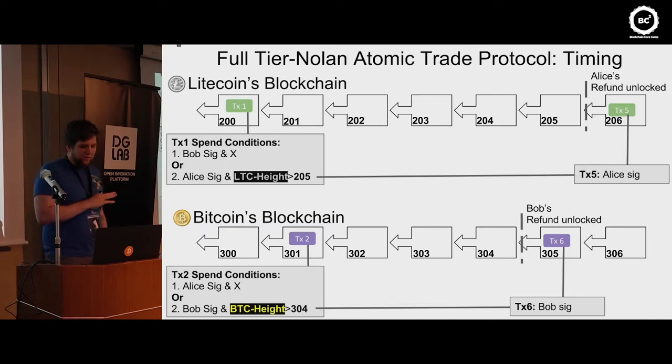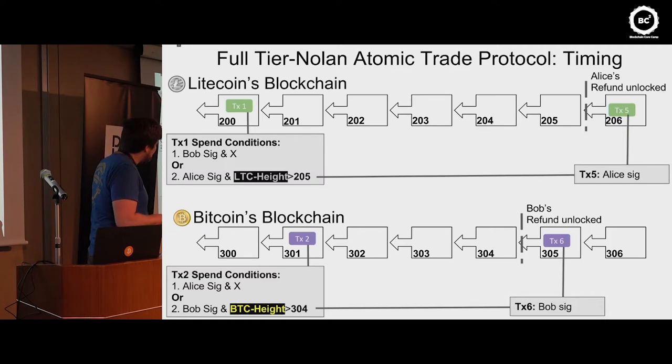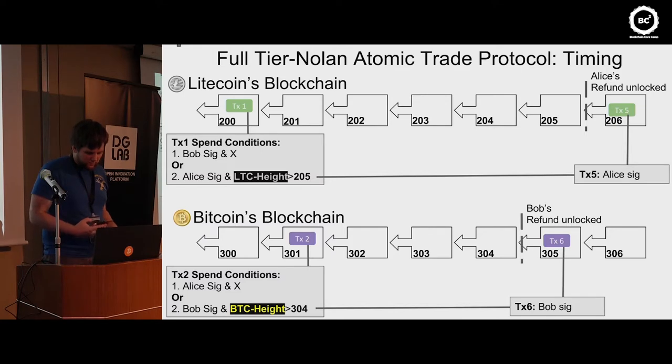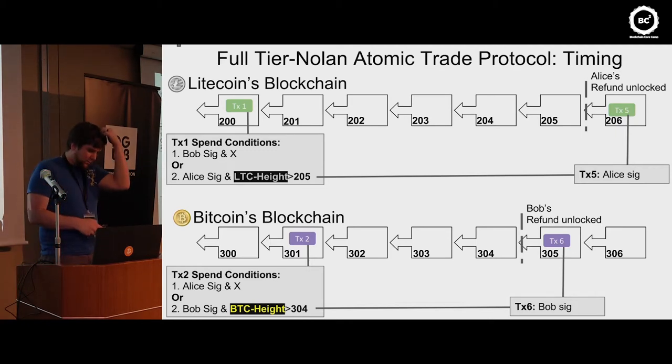What happens if Alice does not reveal X? Bob gets his refund after the lock time is satisfied, and then Alice gets her refund after her lock time is satisfied.